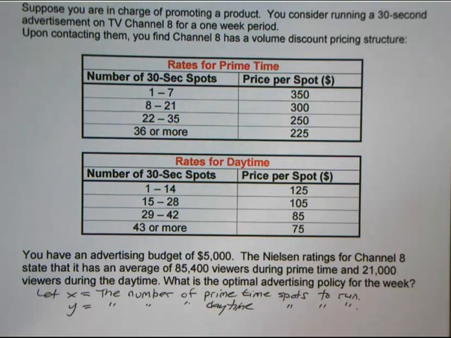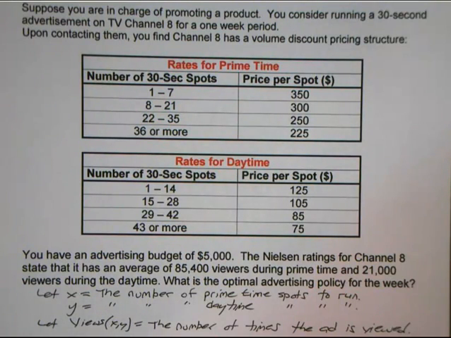Another quantity, the most important quantity in this problem, as far as what is the optimal advertising policy: what is it we're going to try to achieve? Probably having the most number of views would be one way. So let views equal the number of times the ad is viewed, and we are interested in maximizing this. Now what about the domain of this function? Let's move on to that.